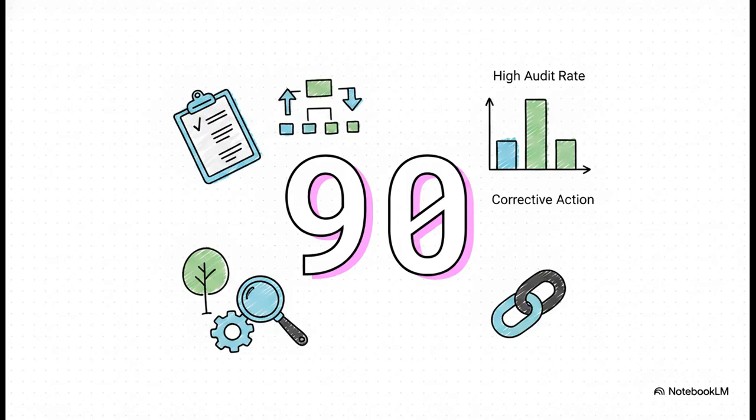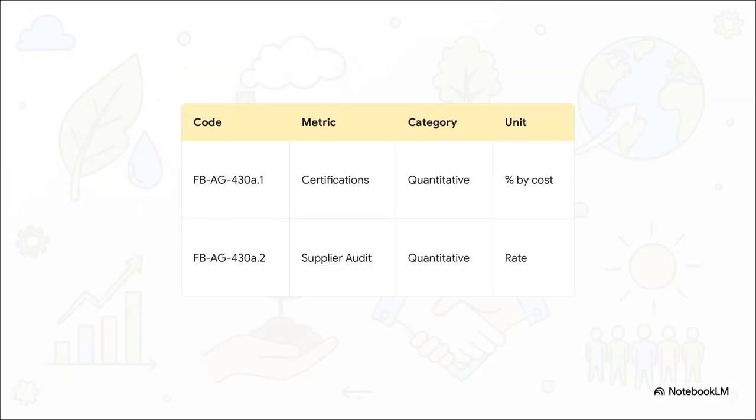But your corrective action rate proves whether you have the operational muscle to actually force your suppliers to fix those problems promptly. Let's bring it all together. Here's a clear breakdown of the two big quantitative metrics we tackled today under the Agricultural Product Standard. The first one shows your proactive shielding. That's the percentage of your total spend covered by rigorous third-party certifications like Fairtrade or RSPO. And the second one shows your reactive management, the precise rates at which your suppliers fail audits and exactly how fast you force them to correct those failures.